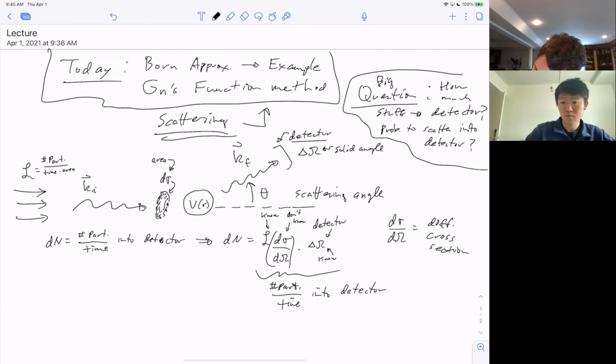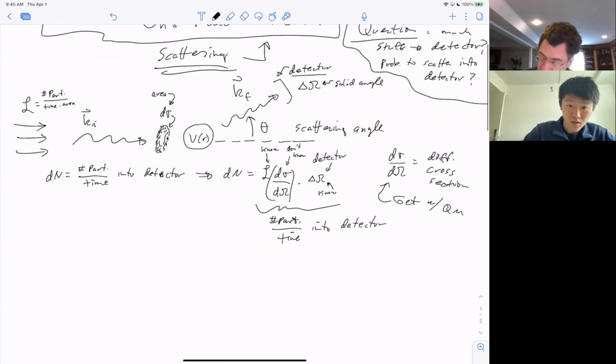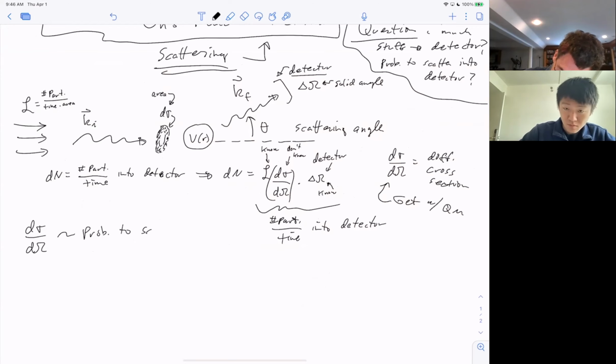And you get this using quantum mechanics. And that's where all the quantum mechanics lives, in that thing. And so this thing is the most important thing, this d sigma d omega, even though it's this weird quantity. And you can think of it intuitively as basically telling you the probability to scatter into the angle theta, because that's what it's telling you right here from this little equation I just wrote. And so that's the most important thing.